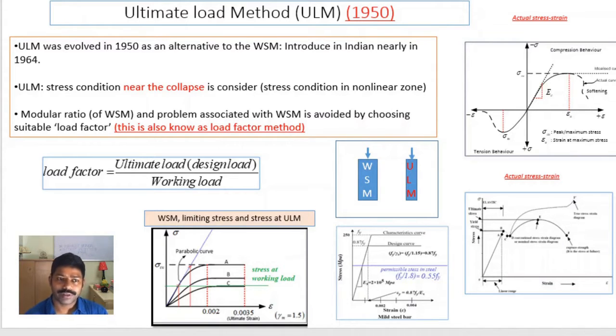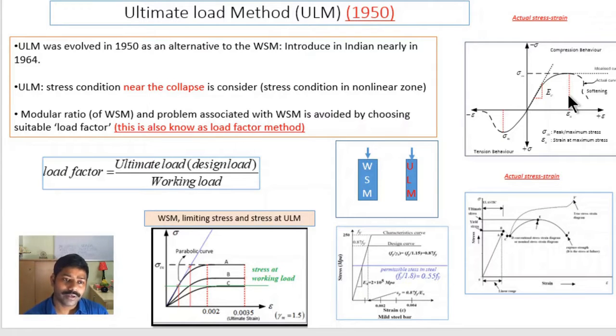So what happens if you see this graph? Initially we will draw one tangent. That tangent was the linear portion in the working stress method. Basically, this graph is an idealization of this graph. We are neglecting the part after the failure, after the maximum load. So to overcome the limitation of the working stress method, the ultimate load method allows the stress to reach near failure.